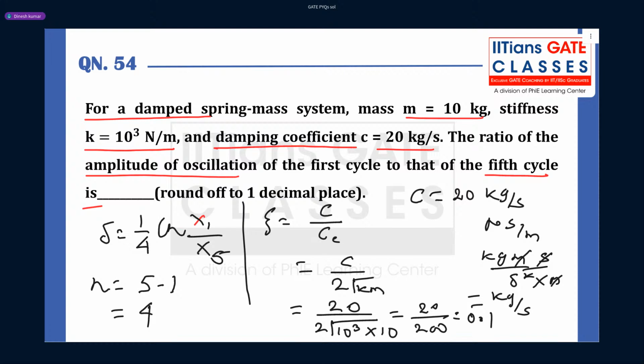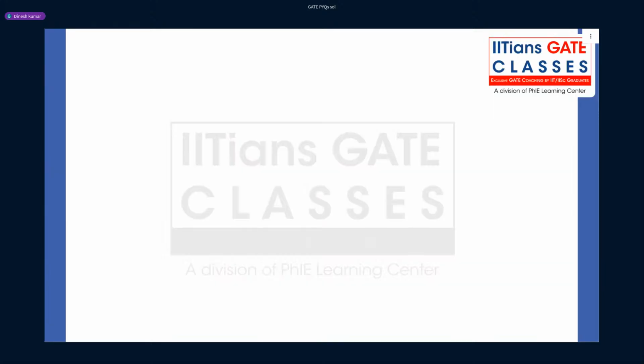Now, what is asked in the problem? They asked in the problem this x1 by x5. So, guys, what will be x1 by x5? Before that, what is delta? We know delta is always approximately equal to 2 pi zeta, right?